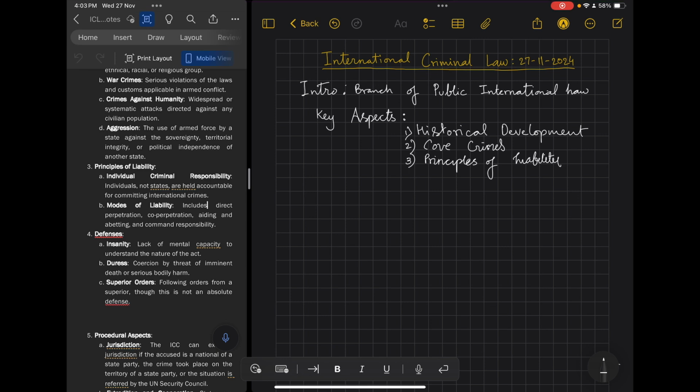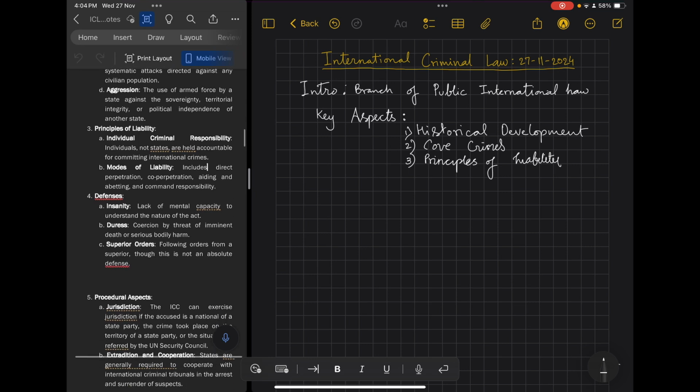Number 3 is principles of liability. In principles of liability, first is individual criminal responsibility. Individuals, not states, are held accountable for committing international crimes. Second is modes of liability. Includes direct perpetration, co-perpetration, aiding and abetting, and command responsibility. So these are the two liabilities.